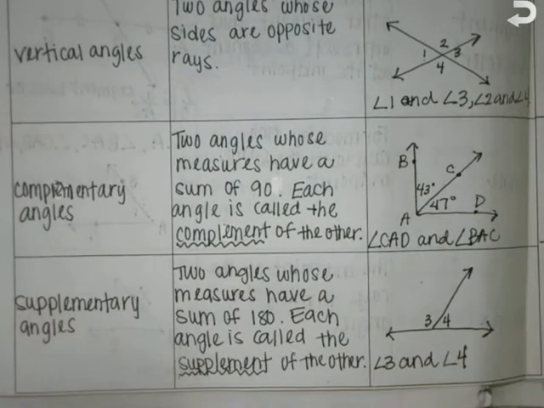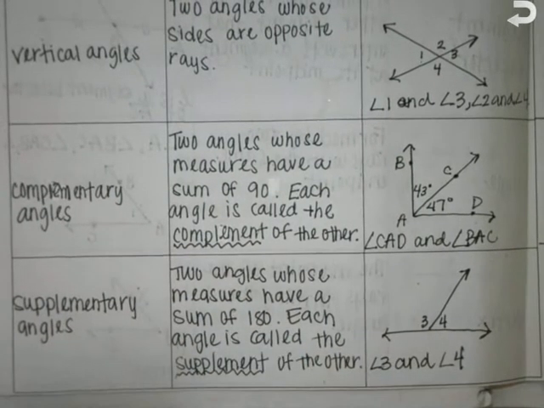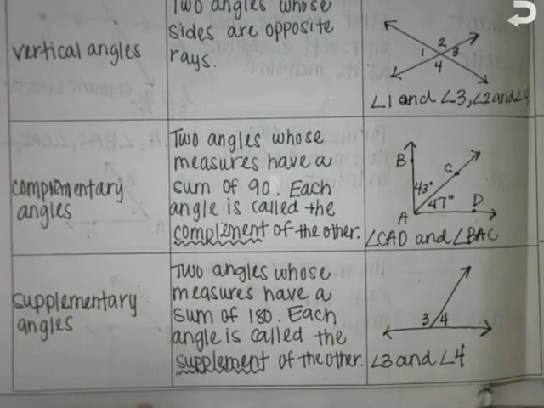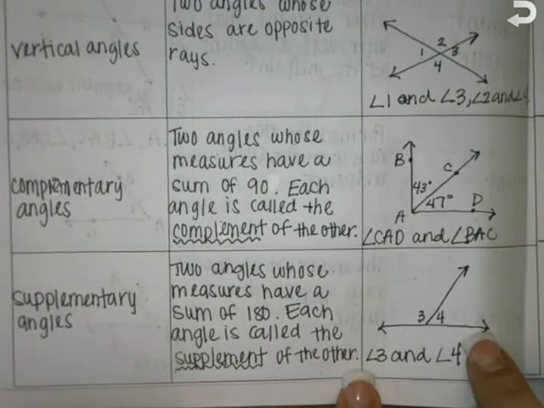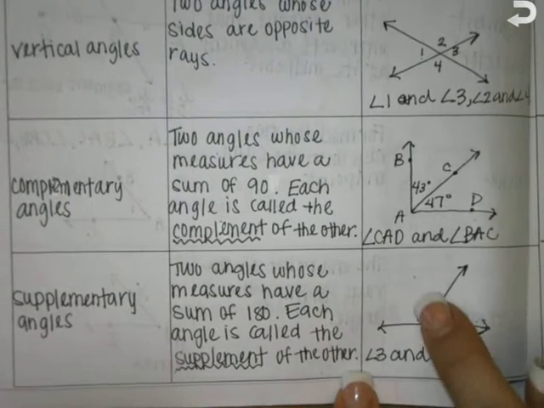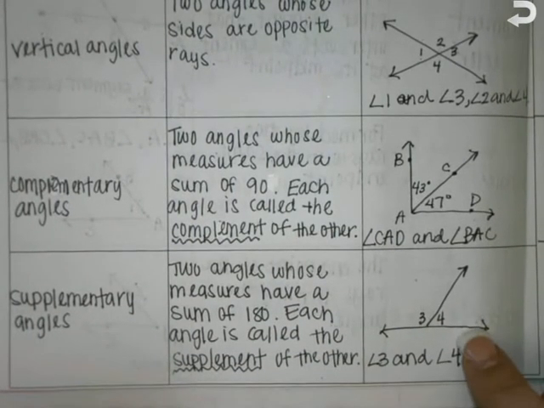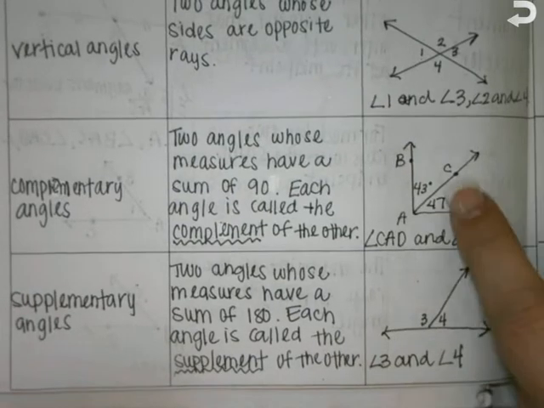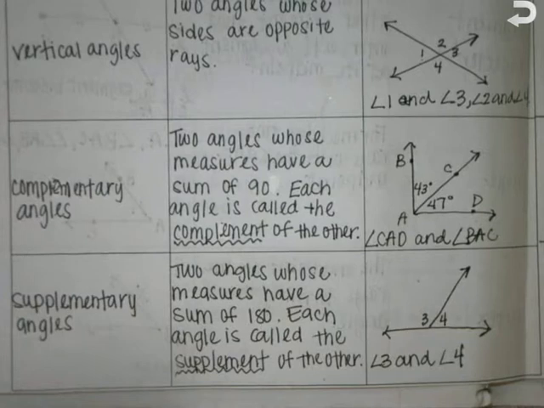So we have complementary angles and then we also have supplementary angles. Supplementary angles are two angles whose measures have a sum of 180. So each angle is called the supplement of the other. So basically when you put them together, it forms a straight angle or a straight line. So in this case, we know that they're supplementary because I can see that the base is a straight angle and then there's a ray going through it. So angle 3 and angle 4 are supplementary. So sometimes you'll have to determine if they're complementary or supplementary based on angle measures. And sometimes you can determine it based on the way that the picture is drawn.